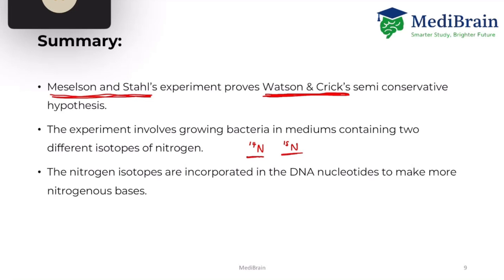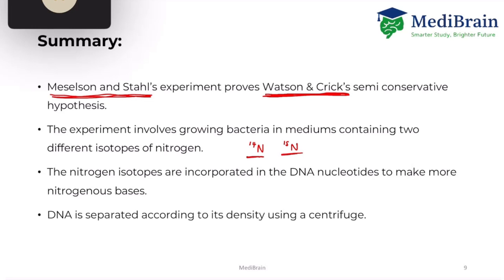The nitrogen isotopes are incorporated in the DNA nucleotides to make more nitrogenous bases. Okay, we've already looked at that. And then DNA is separated according to its density using a centrifuge. The centrifuge is there to confirm density. It's to separate components of DNA according to their density. And if you spin them at faster speeds, you will see more dense material being collected at the bottom of the test tube.